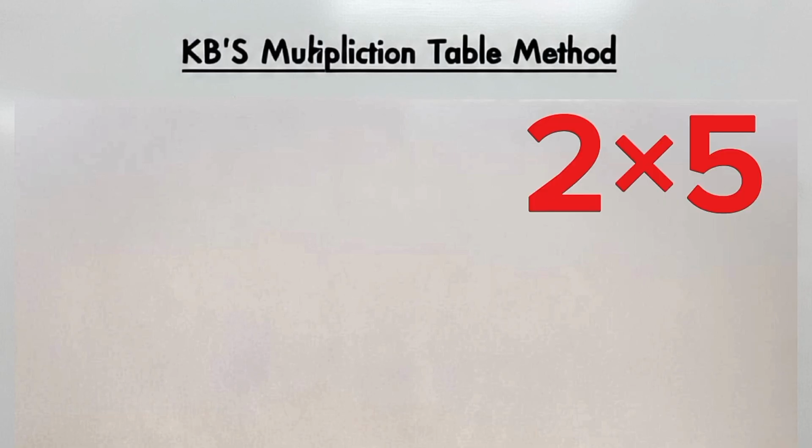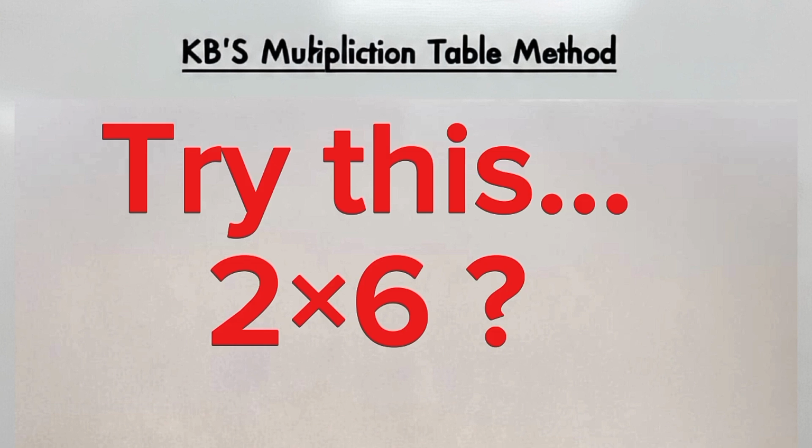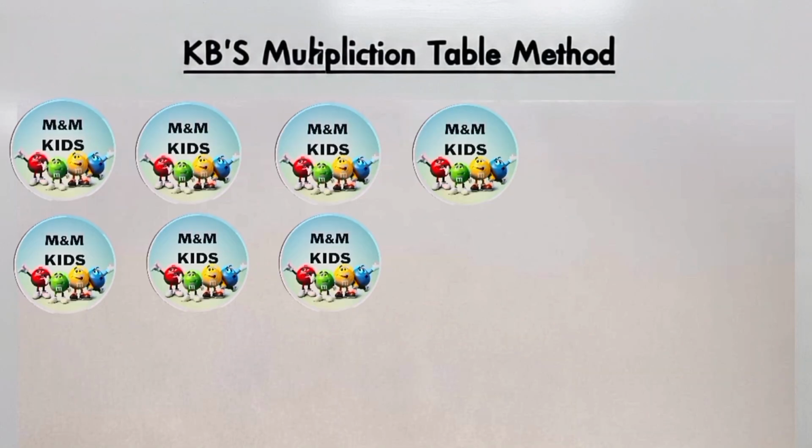What is 2 multiplied by 5? Let's count together. 2, 4, 6, 8, 10. How many do we have, kids? 10. Perfect. You guys are amazing at this. Now, I want you to try this one. What is 2 times 6? Set aside 6 counters. Recite the multiplication table and see where you end up.